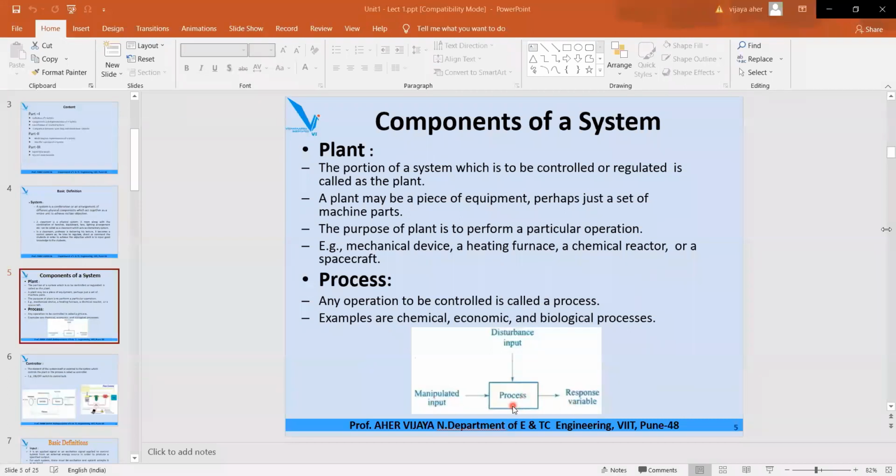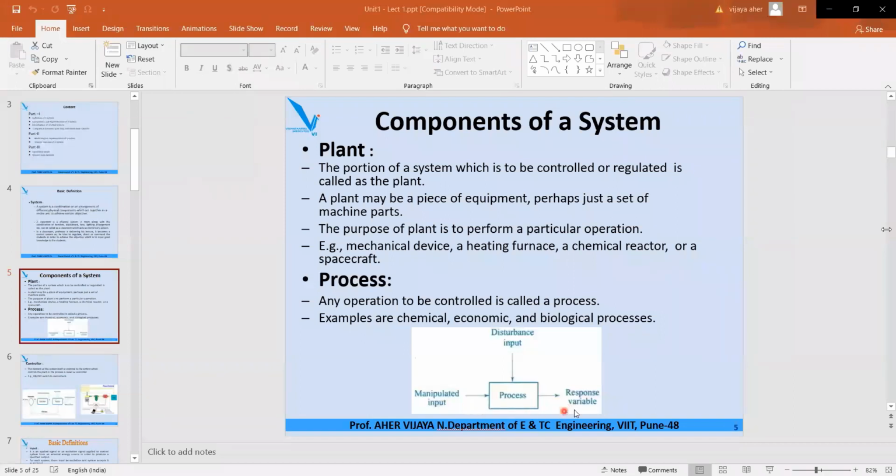But here in control systems, we call the input to the process the manipulated variable or manipulated input. So you have to remember the proper words in control systems. Input is nothing but the manipulated input, or in some references, the manipulated variable. And the output of the process is nothing but the response or controlled variable. In some references, it is also called the response variable.